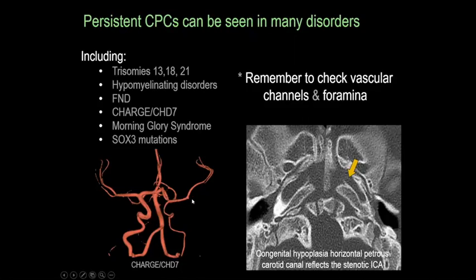stenosis, as well as a narrowing of the intracranial vasculature. But when you take a look, you can see there's congenital hypoplasia of the horizontal petrous carotid canal, reflecting this particular stenosis. But in fact, this is due to the fact that this was a small vessel, and we have ossification surrounding that small vessel.